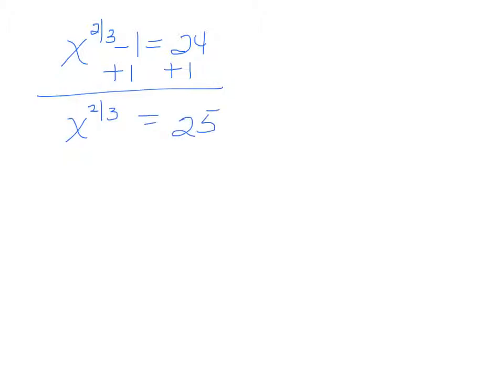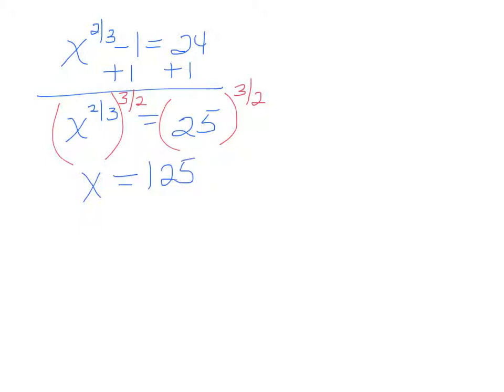Now, in order to undo that exponent, I can raise it to its reciprocal power, because we just reviewed the rule of power to a power where you multiply the exponents. I would end up with 2/3 times 3/2, which is 1, and anything to the first power is itself, so basically I'd have plain old x on the left. But the rule in equations is whatever you do to one side, you have to do to the other. So you'd have to raise 25 to the 3/2 power, and you'd end up with 125.